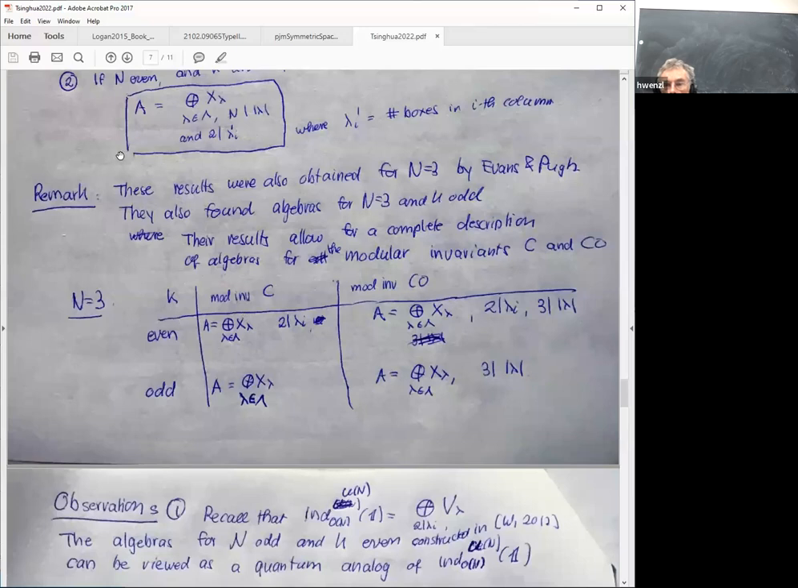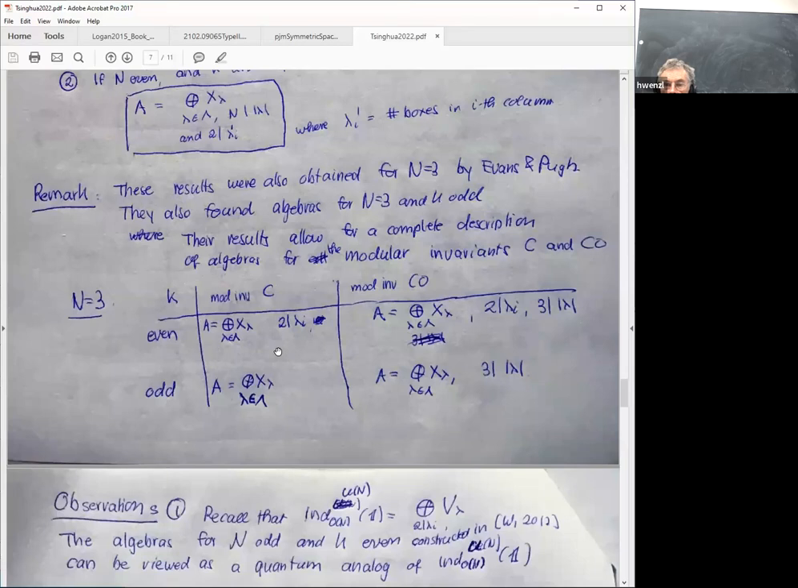Evans and Pugh also obtained this for k even. Let me see, what did I write? Oh, for k odd. And for k odd, the algebra is in some sense even easier, because the algebra is just the direct sum of all irreducible objects in this. And so what you observe here also, if you look at these two columns, then they are almost the same.